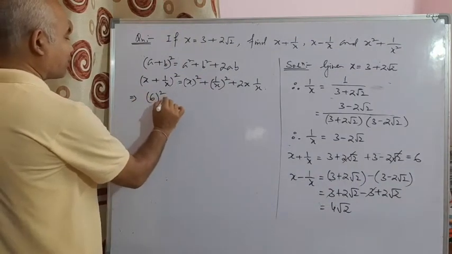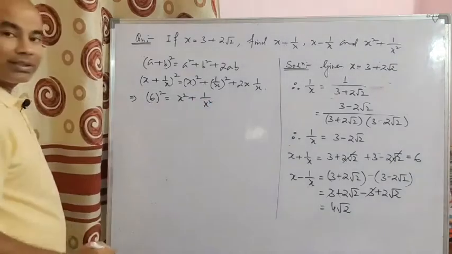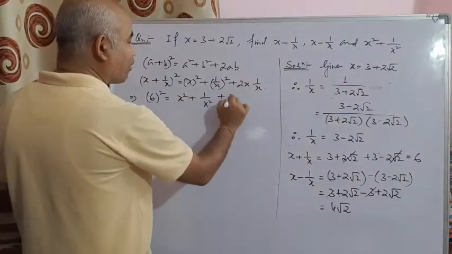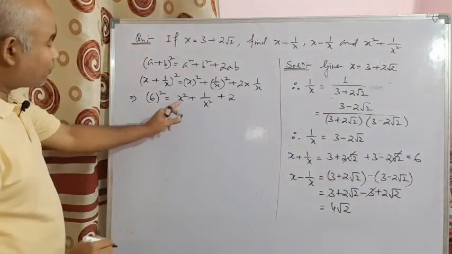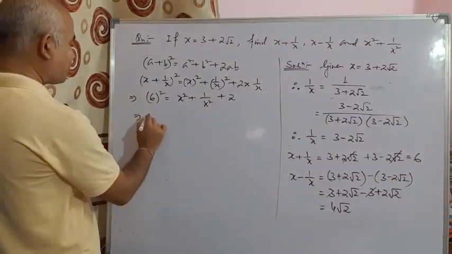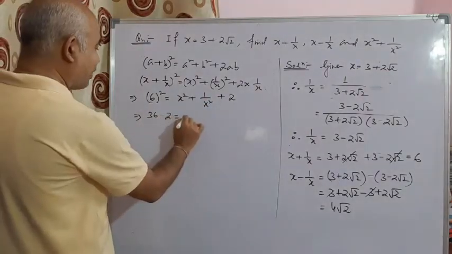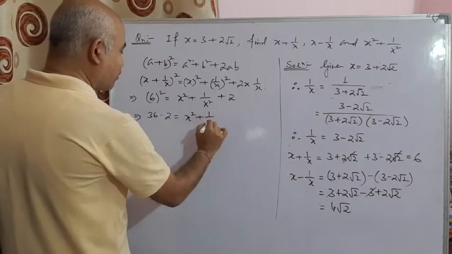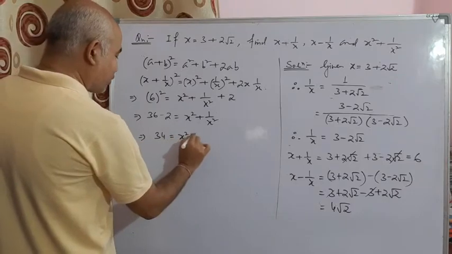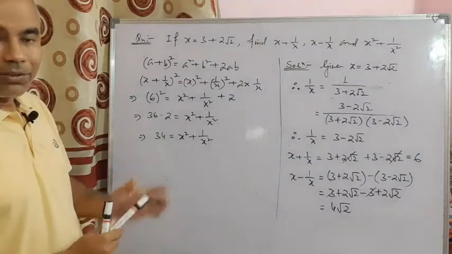So square of 6, square of x, square of 1 by x, the square of x is x square, square of 1 by x is 1 by x square, and here 2 into x into 1 by x means it is 2. I need to find out x square plus 1 by x square, so I have to take 2 to this side. To left side already I have square of 6 which is 36, then I will take 2 to this side which will be minus 2, so I get x square plus 1 by x square, or 36 minus 2 which is 34 equal to the value of x square plus 1 by x square. Okay, so very simple thing.